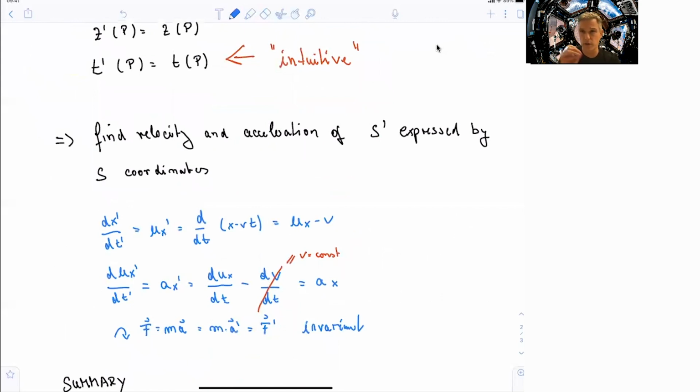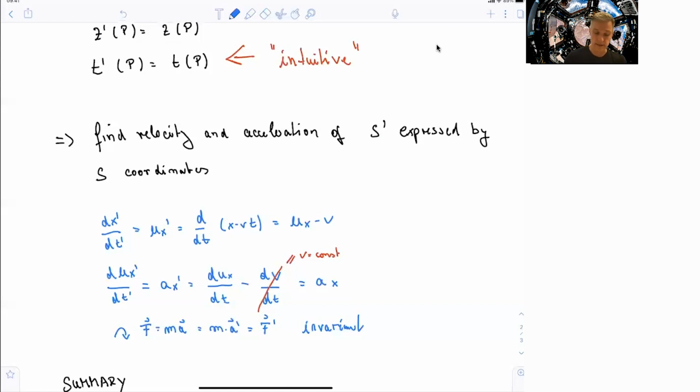That's the velocity of an object in my prime frame. And that's given by d/dt. I can just do that here because the times are the same, of x minus vt. That's ux, the velocity in my S frame, minus v. That's really what you expect. You just subtract or add the velocities.